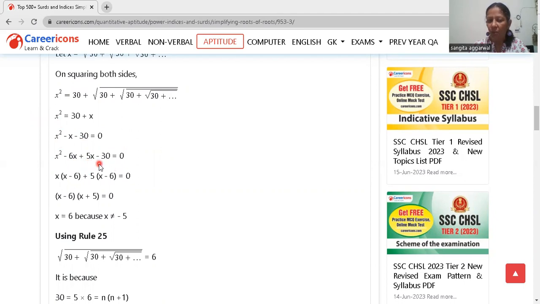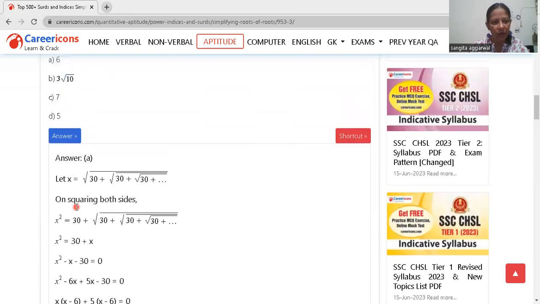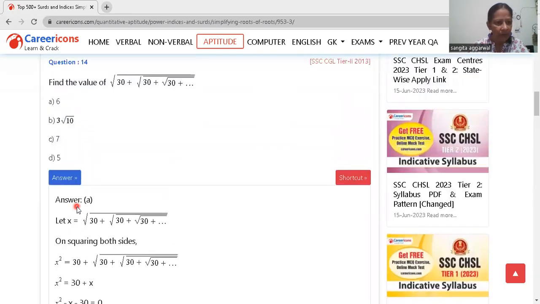Then 5 is common in both the terms. So plus 5 you will take out. So x minus 6 is equal to 0. Now you have two terms, x minus 6 and x plus 5 is equal to 0. These two terms are here. So because x is equal to 6, it will be positive, and x is equal to minus 5, it will be negative. So you will take only positive terms. So x is equal to 6 is the option. So here you can see A is your correct option.